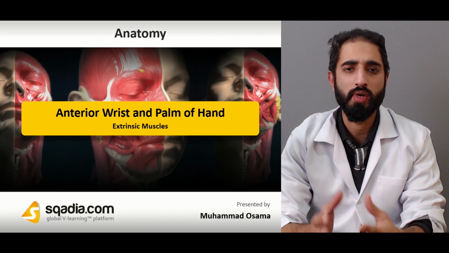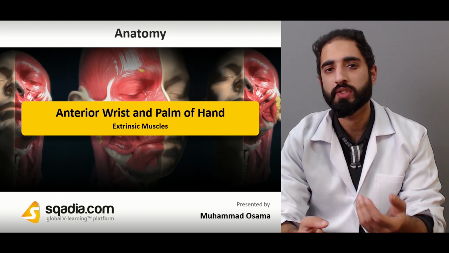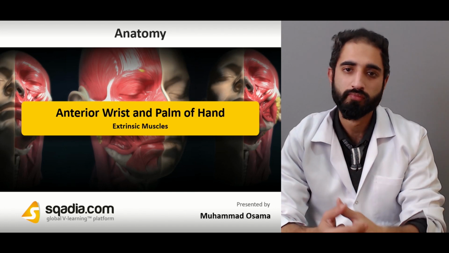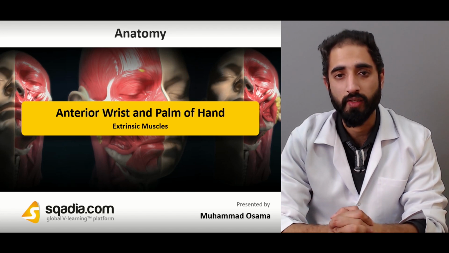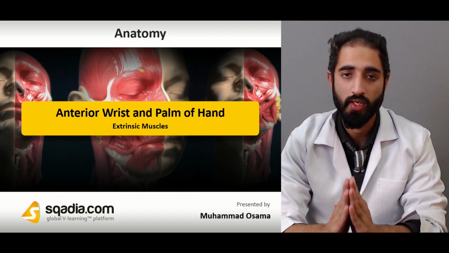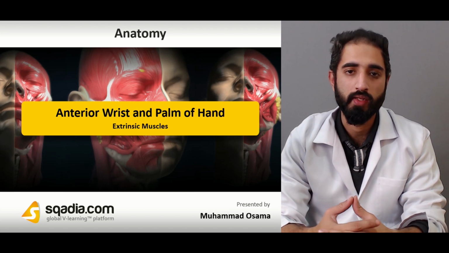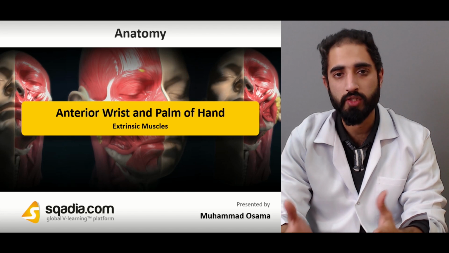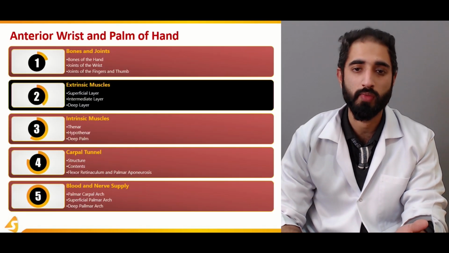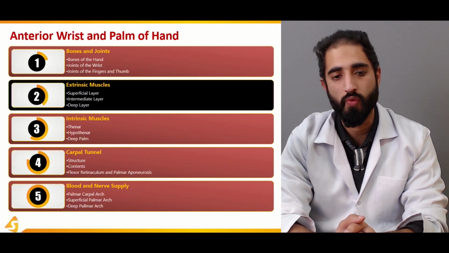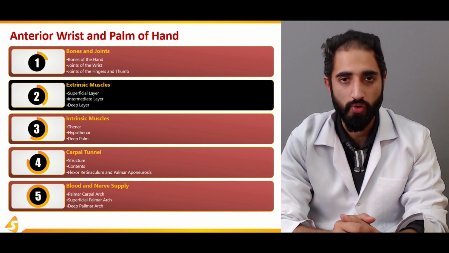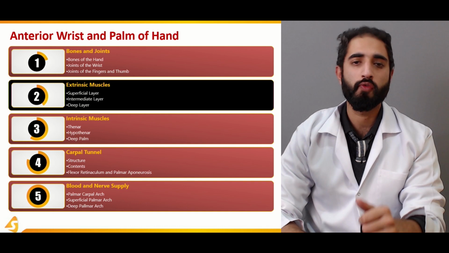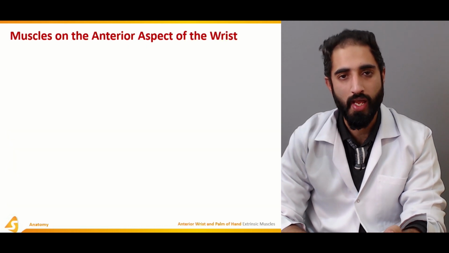But in addition to the muscles of the hand, there are muscles coming from the forearm as well, which act at the hand and the wrist and are very integral in the functions performed by the wrist and hand. These muscles are known as the extrinsic muscles of the hand and wrist. These extrinsic muscles are divided into numerous layers: the superficial layer, intermediate layer, and deep layer.